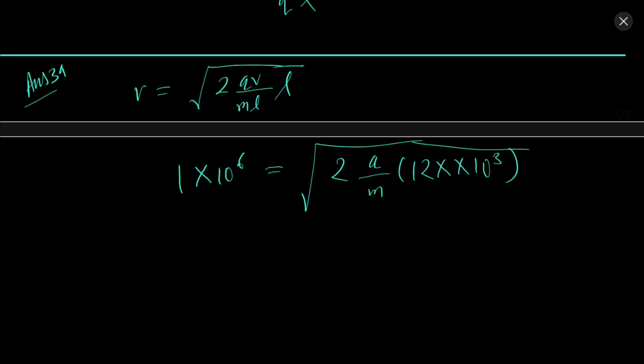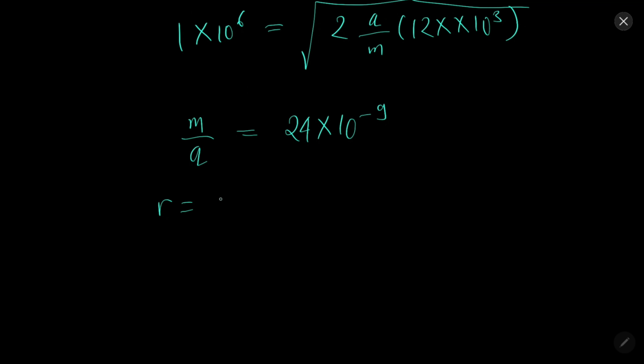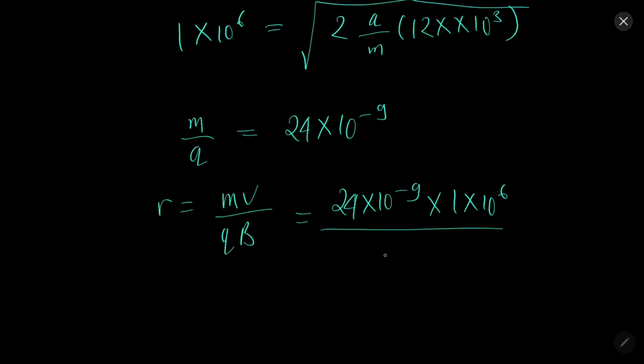So from this, m by q will come out to be 24 into 10 to the power minus 9. So R is mv by qB. So 24 into 10 to the power minus 9 into 1 into 10 to the power 6 over 2 into 10 to the power minus 1. So R will come out to be 12 into 10 to the power minus 2 meters.